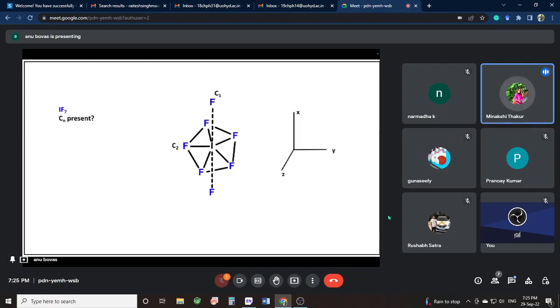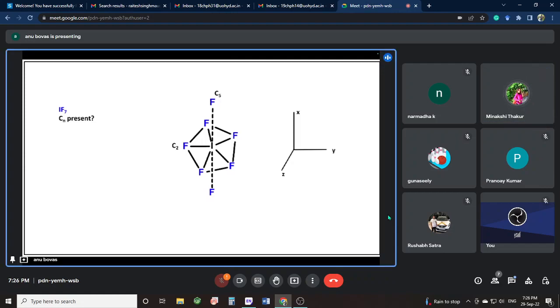Yes, ma'am, it's present. And what will n be in this case? 5. Correct. So through this, if we keep an axis and rotate, we will get an equivalent configuration. So we have a C5 axis present.